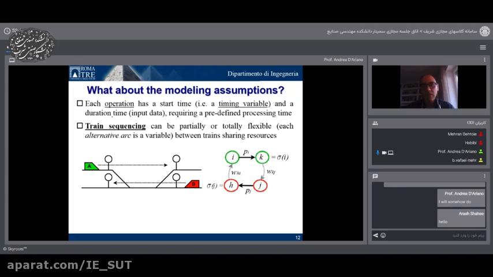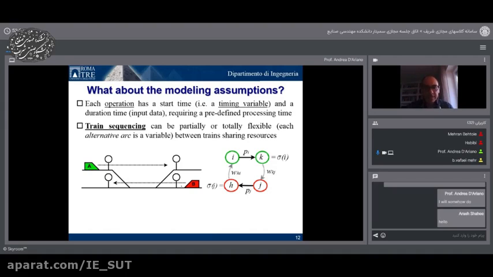This can be represented very easily in the model through a special set of arcs that are called alternative arcs, that also give the name to the graph. The alternative arcs are dealing with the sequencing decisions. As you see here, you have two trains that have to enter the same piece of track, and this piece of track can be only occupied by one train. You need to decide which train goes first.